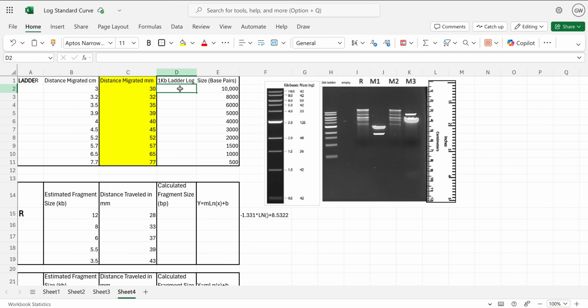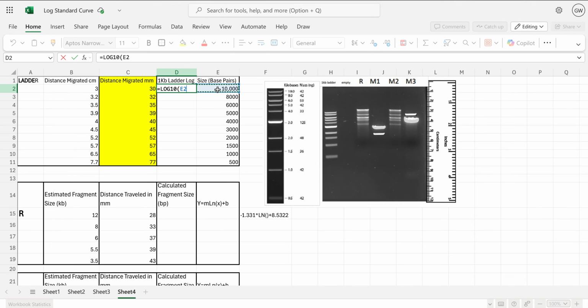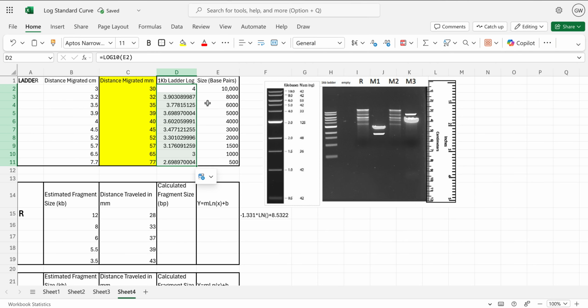So for this case, we know that each of them is this size in base pairs, thanks to the company, to Big Science. And so the first thing that we do is log 10 of 10,000, and that gives us 4. And the next thing that we're able to do is, because of Excel, big Excel, we can drag down here, and it calculates all of the other values. Did log 10 of 8,000, 6,000, 5,000, so on. So here's all of our values, and our distance migrated, and our log.